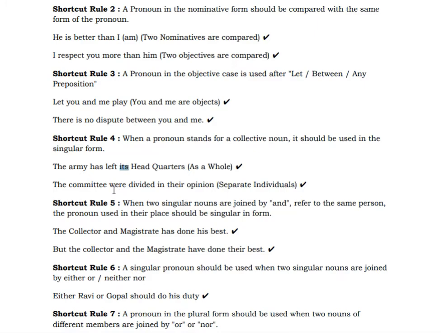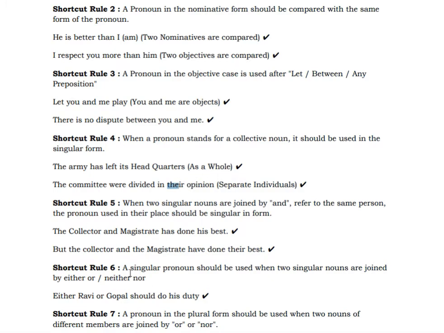In a similar way here, the committee were, now here separate individuals. So what will be the form of the pronoun here? We are concerned with the pronoun. So the form of the pronoun will also be plural. The committee were divided in their opinion. Whose opinion? The committee's opinion. So separate individuals, their opinion. So here the army as a whole, that's why it is used. And here, their opinion. I hope you understood this.